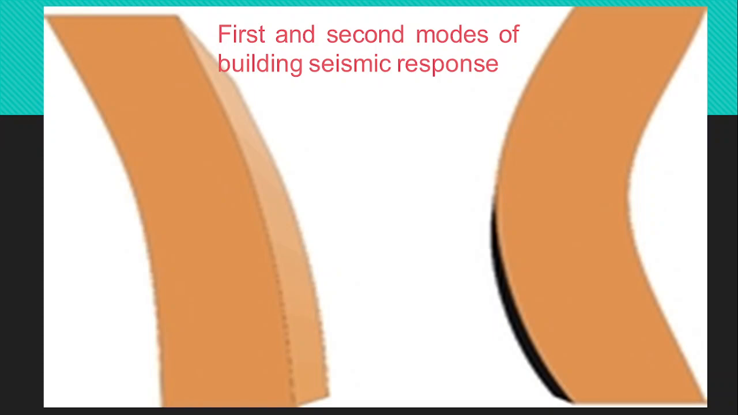So whenever earthquakes come, that gives rise to different modes of vibration. Here this picture shows the first and second mode of building seismic response. Left side is the first mode of vibration and the right side figure shows the second mode of vibration.